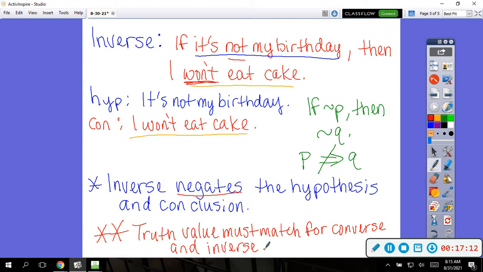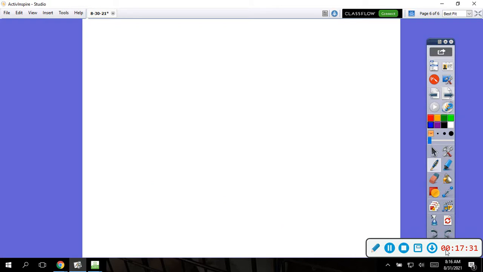Questions so far? We just have two more. One more and then a special one. Okay, the last one that goes with the same sentence, just the way it is, the hypothesis and conclusion, is called, it's a big word, but it's called the contrapositive. Contrapositive.